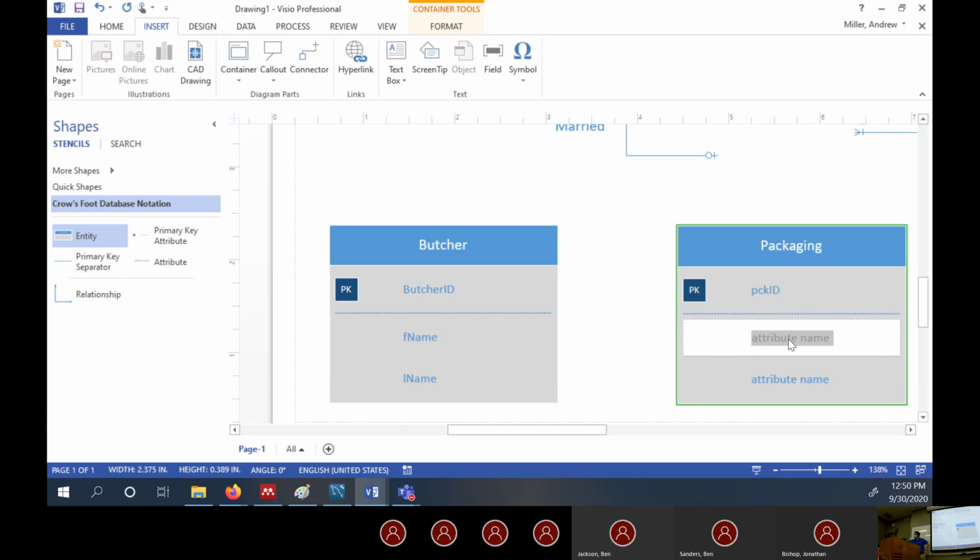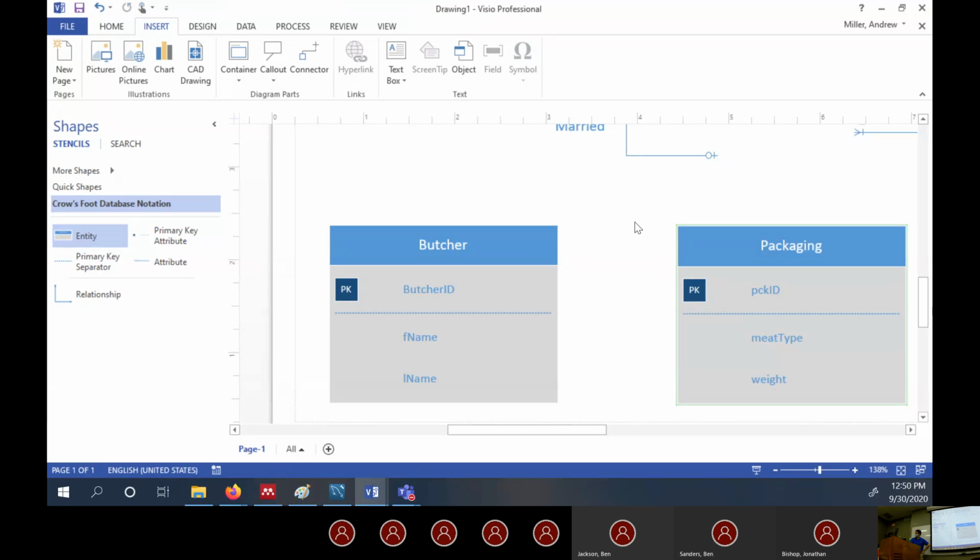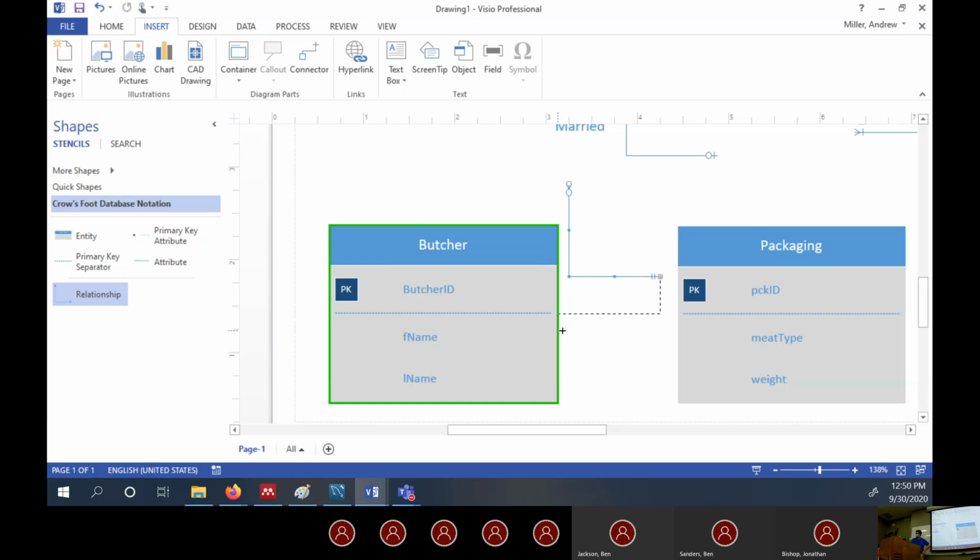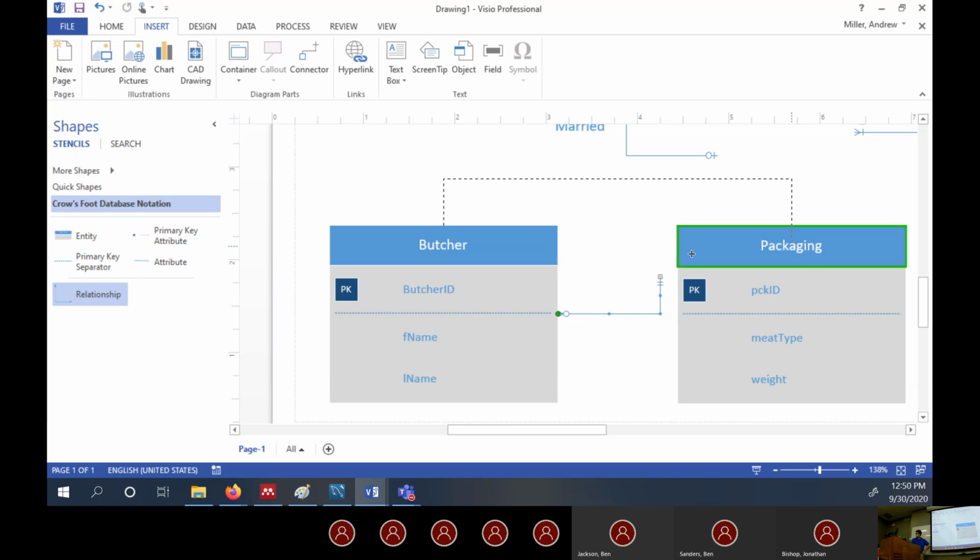Yeah, like a butcher will take in the cattle from the farm, cut it up, and then ship it out to the. So let's just get meat type and weight. And what makes this a recursive relationship? So butcher has a relationship with packaging, and packaging has a separate relationship with butcher. Is that what you're saying?